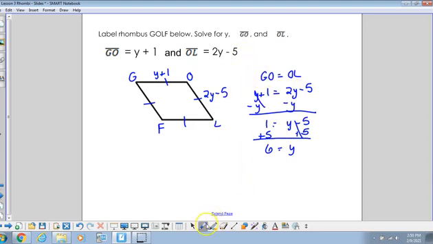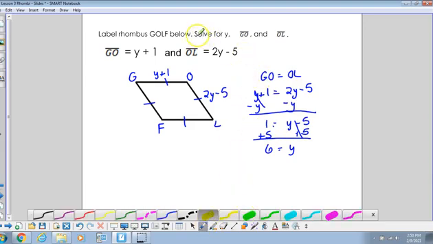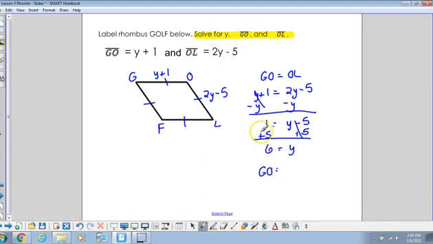Okay, so we get that y is equal to 6. We were asked to solve for y and GO and OL. So we have that y is 6, GO, well that's y plus 1, 6 plus 1 is 7, and OL is 2y minus 5, so if y is 6, 2 times 6 is 12, 12 minus 5 is 7.